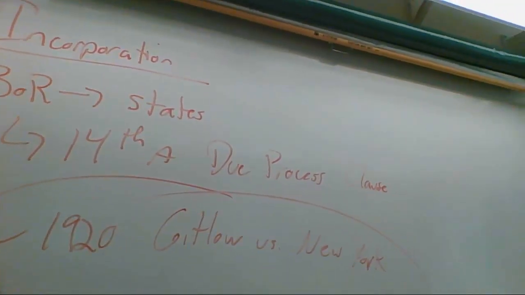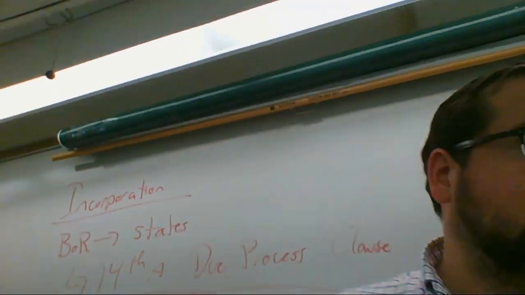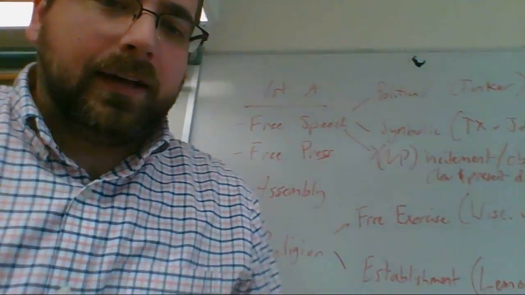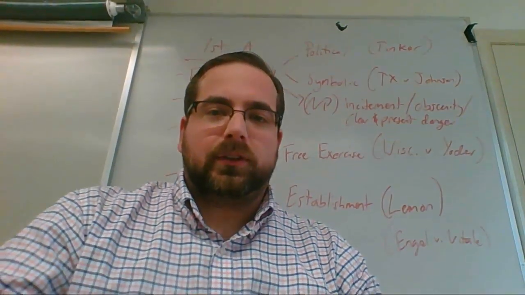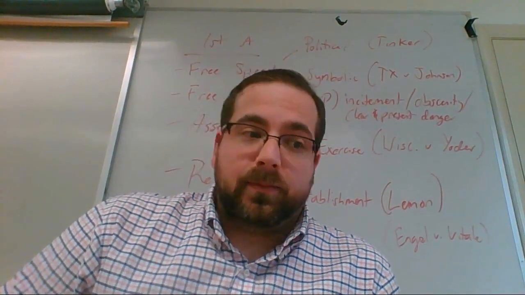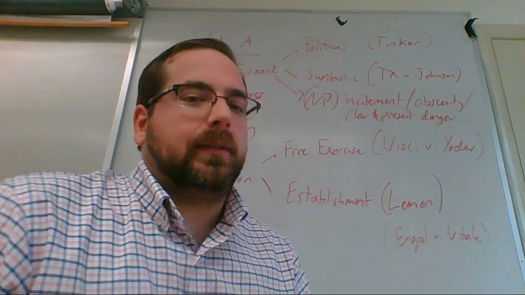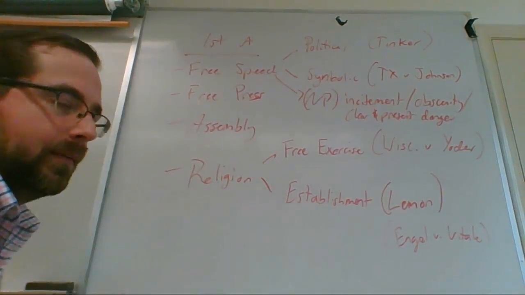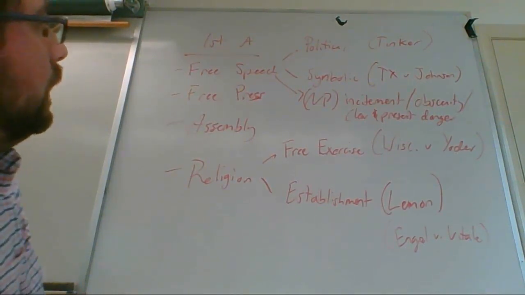Right? So that gets us, up through the 60s and 70s, and even today, we still have incorporation cases where the Supreme Court takes an issue, takes a law, and says, hey, this is a violation of a constitutional amendment. This amendment applies to the states. Okay? So let's look at the different parts of the First Amendment, right? So we've got freedom of speech, freedom of press, freedom of assembly, and freedom of religion.